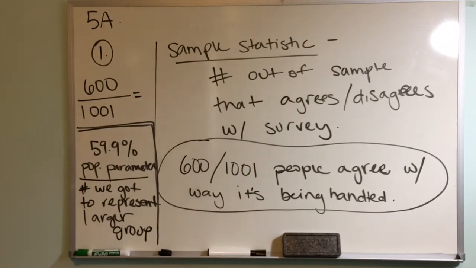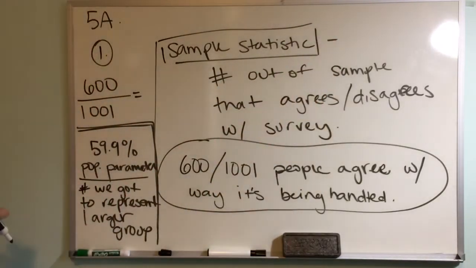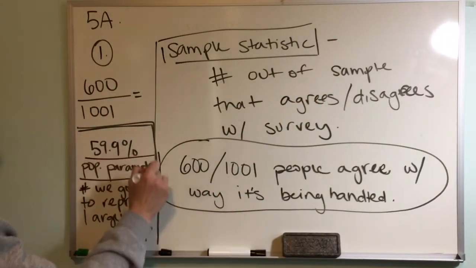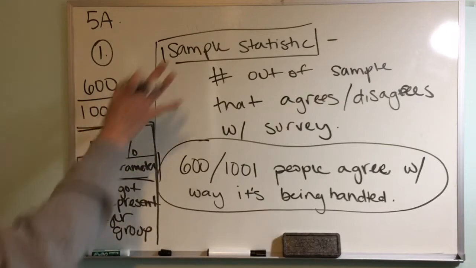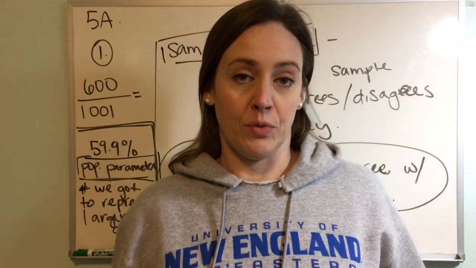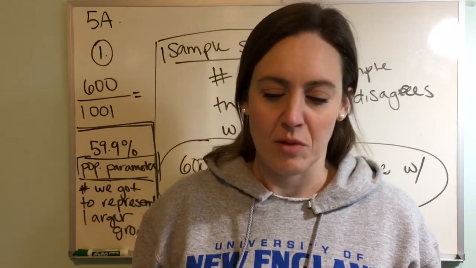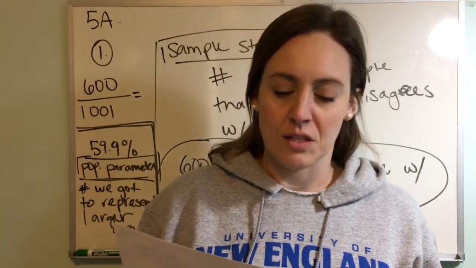So the sample statistic is the numbers, the data that you actually get from the sample. And the population parameter is how you take this and generalize it and say, okay, then we'll say about 59.9%, or about 60%, of Americans agree with the way this is being handled.